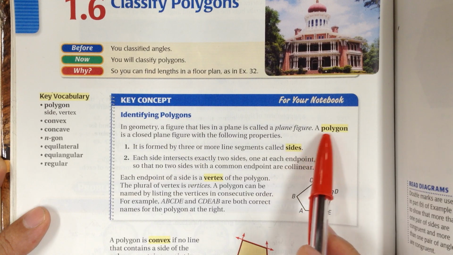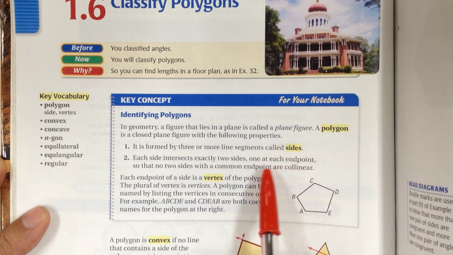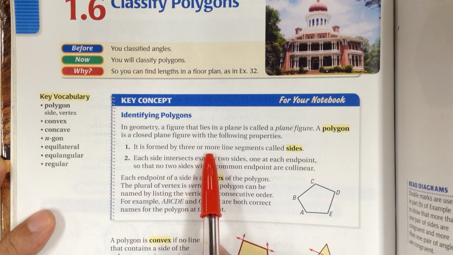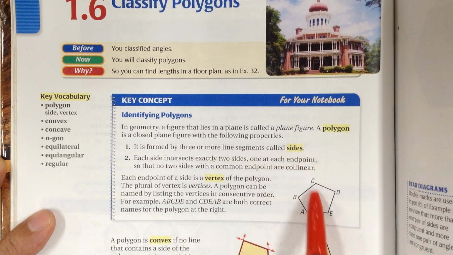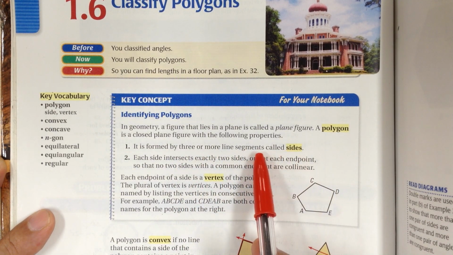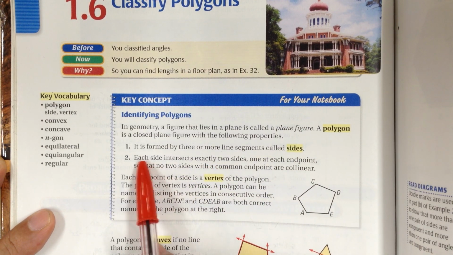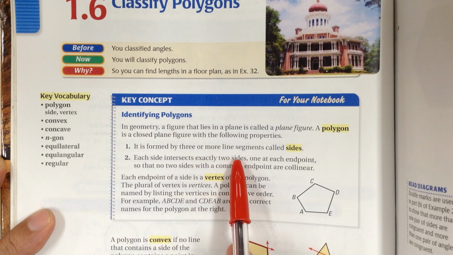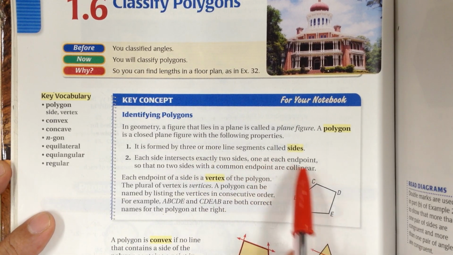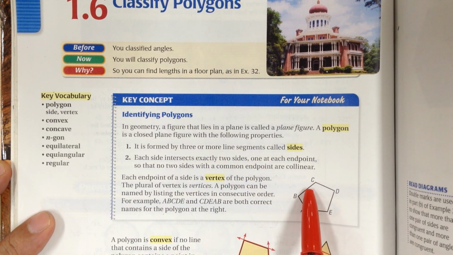Over here, it says a polygon is formed by 3 or more line segments called sides. So a polygon has 3 or more sides. And next, each side intersects exactly 2 sides, one at each endpoint. So this would be an example of that.